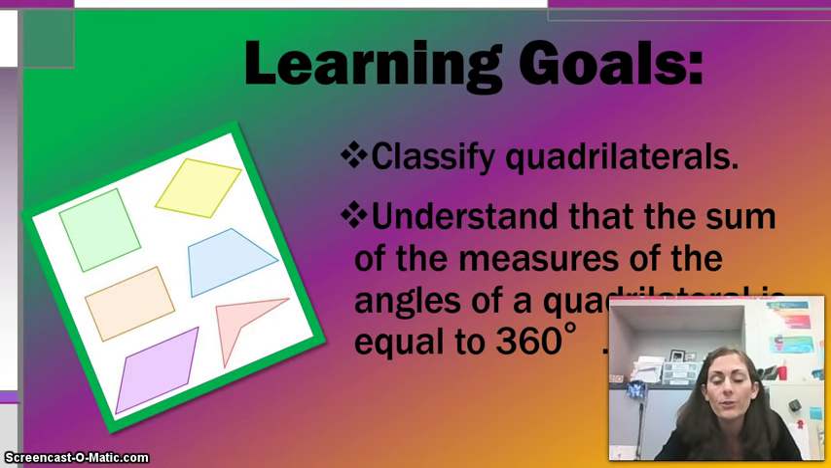Some more learning goals for you today are 1, to classify quadrilaterals, and 2, understand that the sum of the measures of the angles of a quadrilateral is equal to 360 degrees. Simplify that, the 4 angles in a quadrilateral add up to 360 degrees.